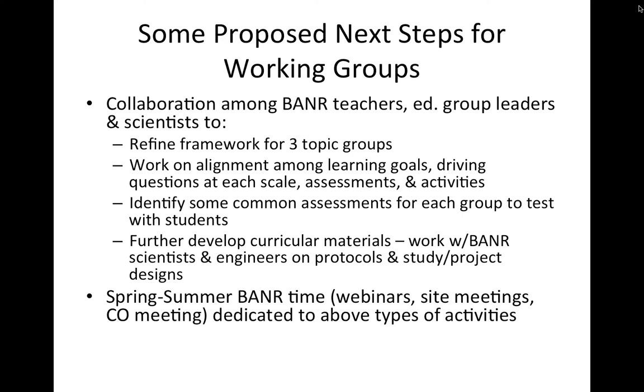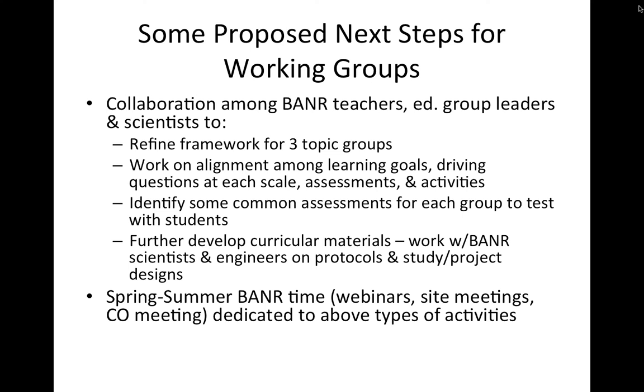And then in these groups we'd like to take that framework and use it to help us align our learning goals, our driving questions at each scale, and some shared assessments, and that would play out as activities. In the coming months we'd like to identify some common assessments for each of these groups that you will be able to test out with your students, to find out what ideas students are bringing to school about these different topics, and use that to help us think about how we need to be responsive to students' ideas as we engage them in these activities.